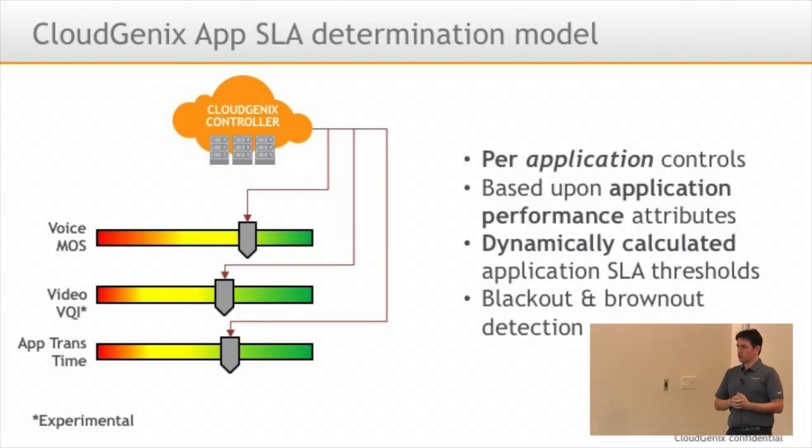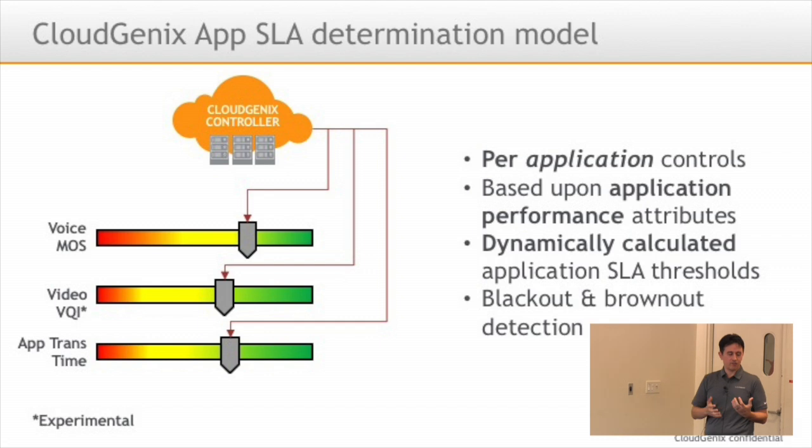So per-application control is critical at the voice, video, and application transaction time level to be able to make your network work. So if I have an application that is performing poorly on link A, I want to be able to move it to link B. Video, voice MOS scores, video a kind of experimental MOS type score that we're working on for the video side of it, and application transaction time. So that data that we talked a little bit earlier about is how well an application is sending data back and forth on the network.